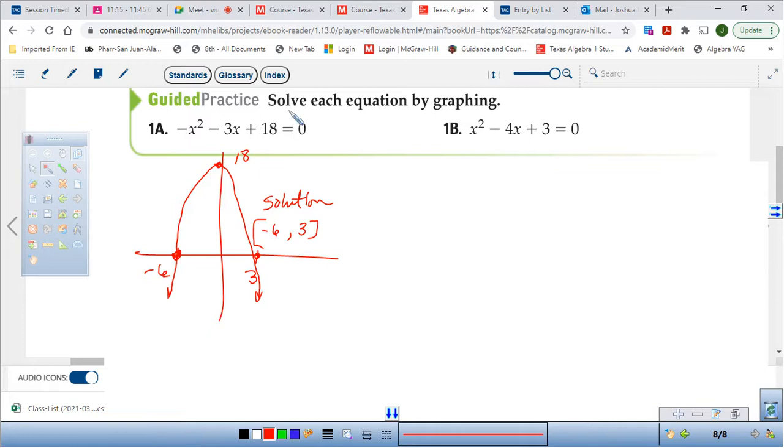Okay, guys, y'all ready? 1B. What's the answer for 1B, guys? Put it in the chat, please. This is asking, solve. It's asking for your zeros, your solution, your roots, your x-intercept. Guys, you're killing me. You are not saying anything. You are all being lazy.